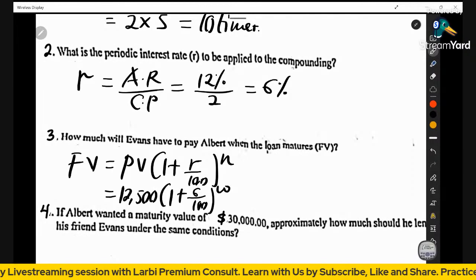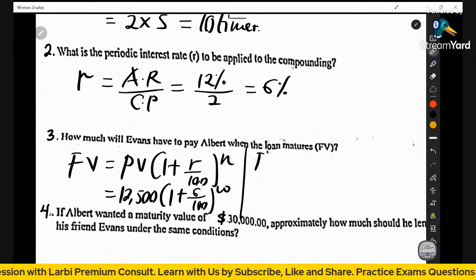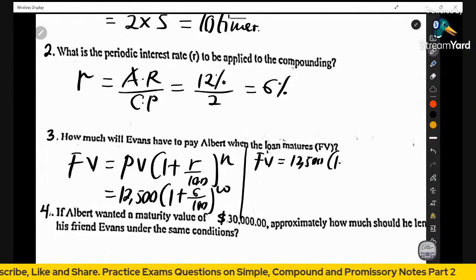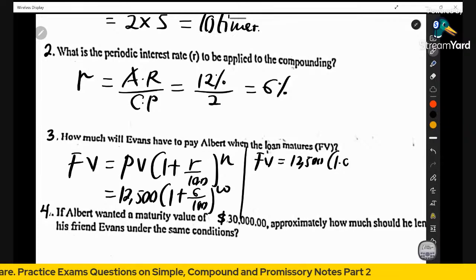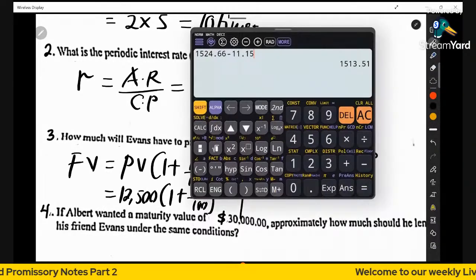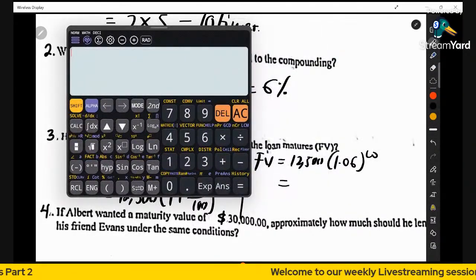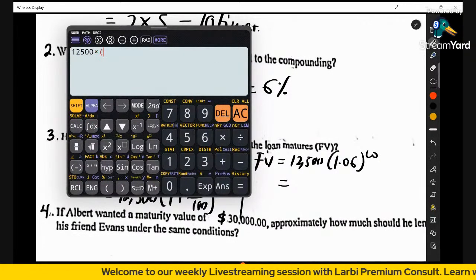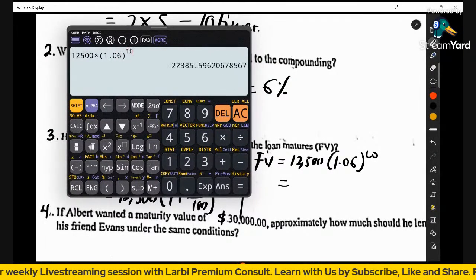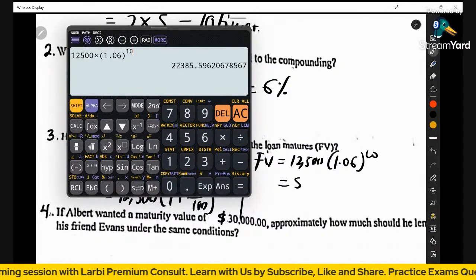So what are we getting? Here I can write the whole of this as future value being equal to 12,500 multiplied by 1.06 to the power of 10. So what are we getting with the help of our calculator? Let's see what we're going to get. So we have 12,500 multiplied by (1.06) to the power of 10. What are we getting?